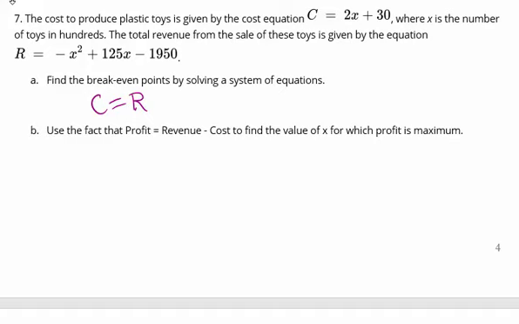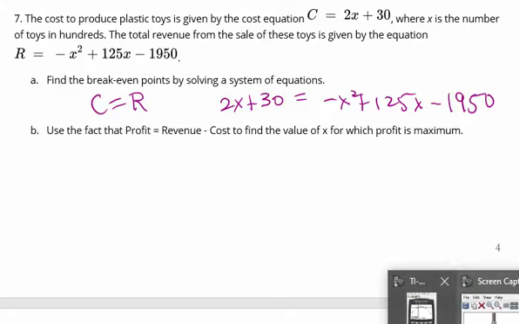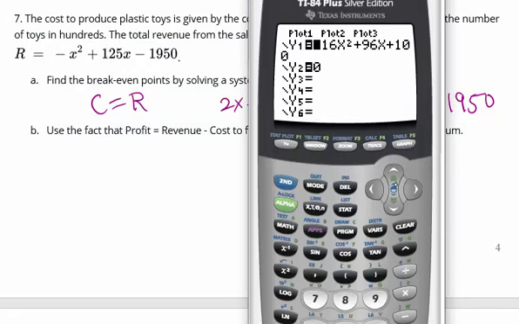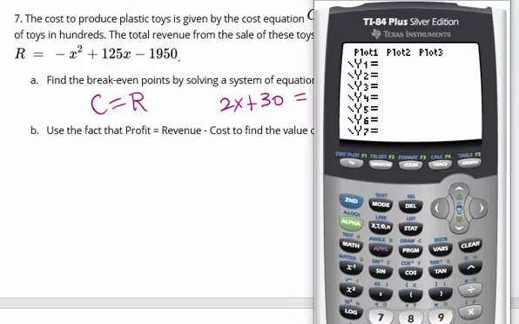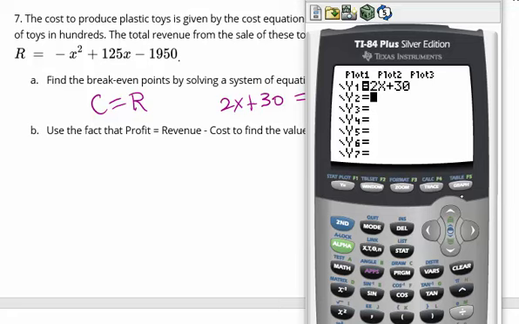And so we can say 2x plus 30, the costs, equal the revenue, -x squared plus 125x minus 1,950. Hey, it may be possible to factor. In order to factor, we'd have to move all terms to one side. However, it may be easier instead to just graph this system. Okay, and so in Y1, enter one of the formulas that you're given, and in Y2, enter the other.